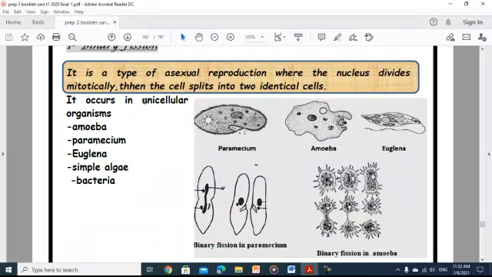It occurs in unicellular organisms like amoeba, paramecium, and euglena, and also some algae, and the most important one, which is bacteria. When you look at the right side, you find paramecium, amoeba, euglena. This one here is binary fission in paramecium. The cell itself elongates, stretches, and the nucleus is cut into two, then by the end, it is cut into copy or similar cells.